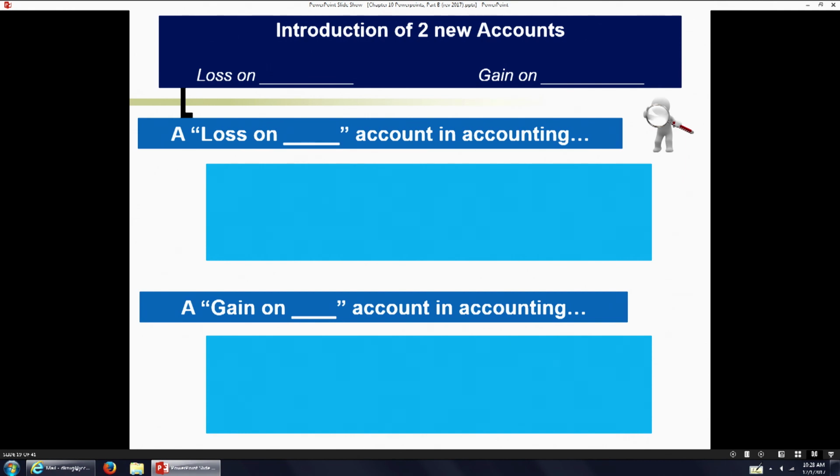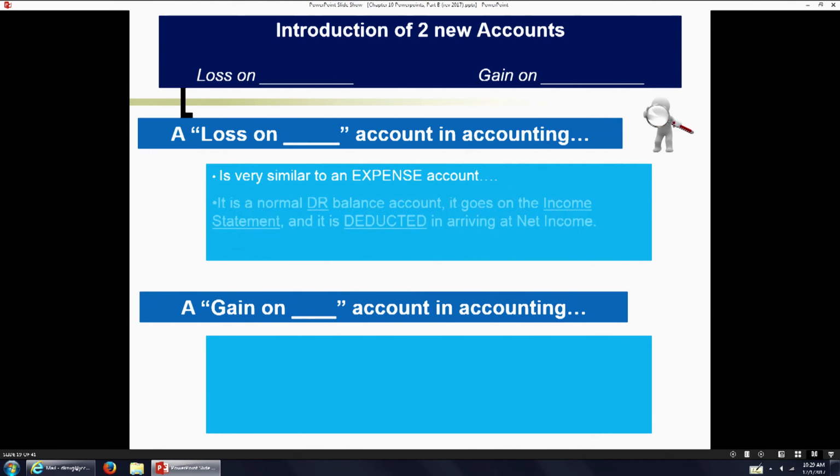Okay. Now, let's talk about these, and I'm going to show you an example. Let's talk about a loss account first, like a loss on disposal of equipment. A loss is very similar to an expense account because it is a normal debit balance.